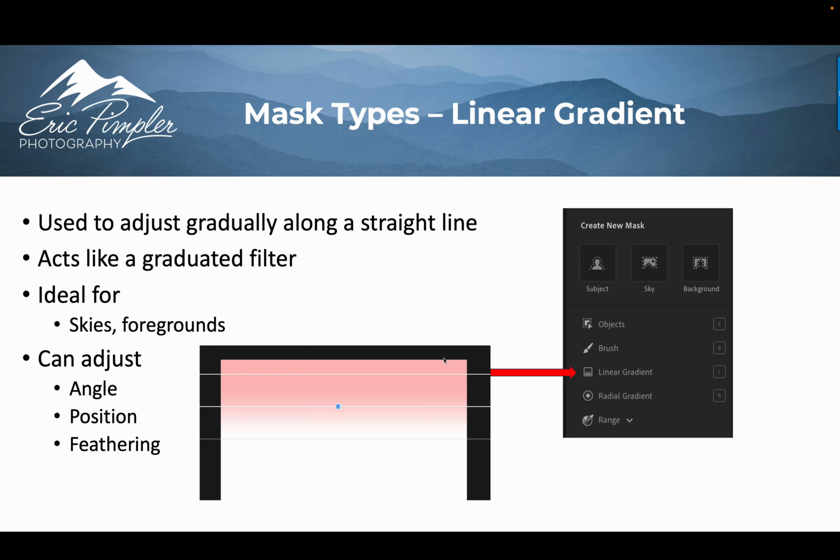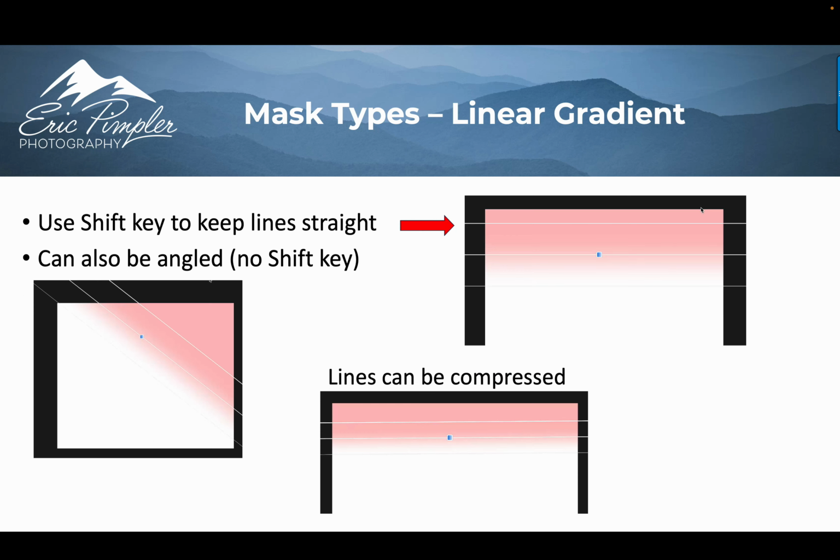Linear gradients are used to adjust gradually along a straight line. They essentially act as a graduated filter that you might have on your camera. So they kind of take the place of a graduated filter in some ways. They are ideal for skies as well as foregrounds, and they can be placed anywhere on your photo. Most commonly, they're probably placed from top down in order to use the mask for a sky. Some people like to use them in their foregrounds as well, so you can draw it from the bottom up. You can draw them from the sides. And then you can also adjust the angle, adjust the position, and you can adjust the feathering as well.